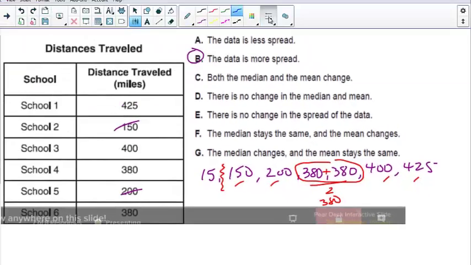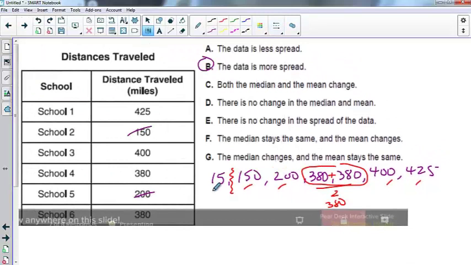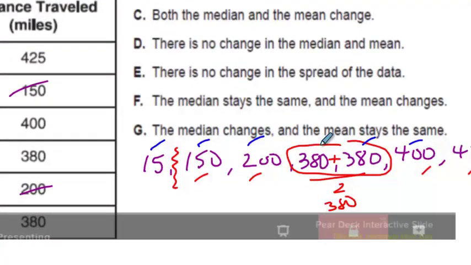Now, with the 15, I would go off the front, off the back, off the front, off the back. So it leaves me with this one, which is also 380, which means that they do not both change. Okay? You have to check it. So the median stays the same. So that means that it is either D or it's F.